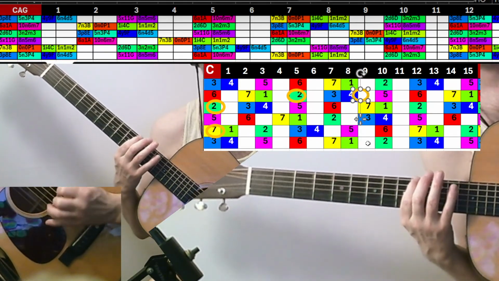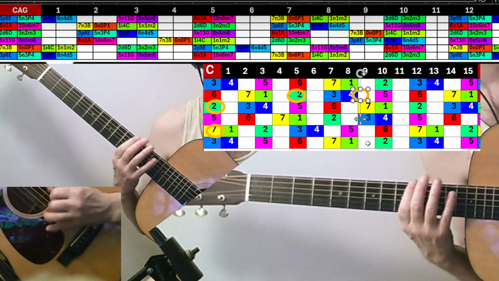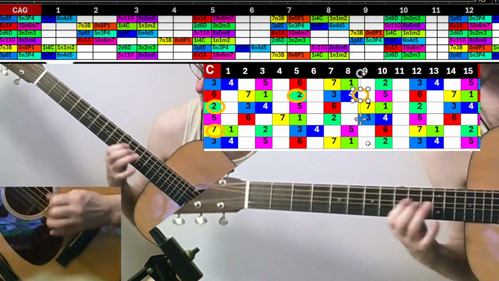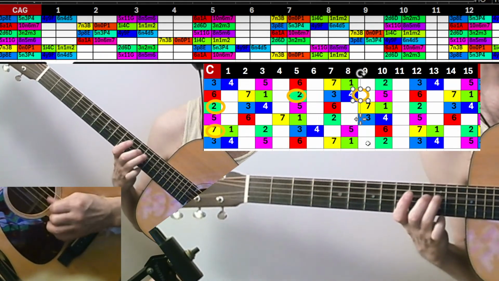At another D, I can't really get those two strings quite as neat. It's another D up here.